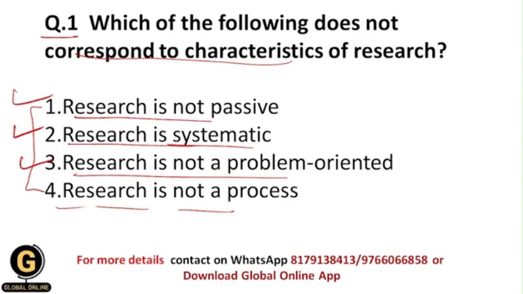Research is not a process. As I have told you earlier, research is always a process, because it's a long lasting procedure in which lots of steps are there, and we are going to see these steps in the upcoming videos. So students, research is always a systematic process, and that's why the correct answer to this question is 4, because "research is not a process" is not a characteristic of research.